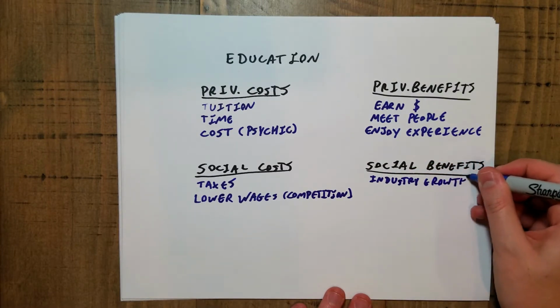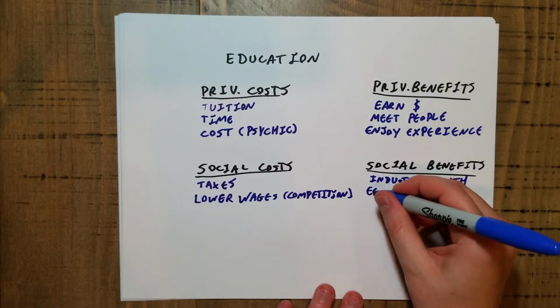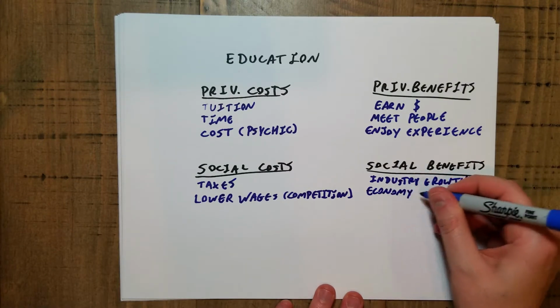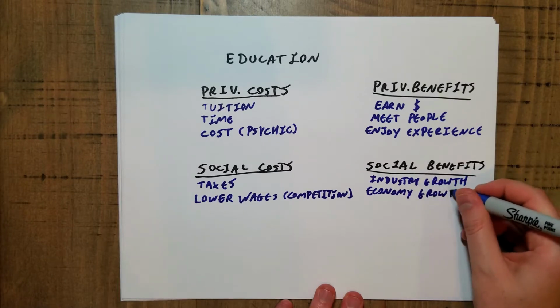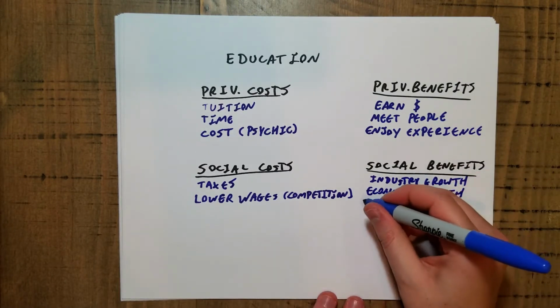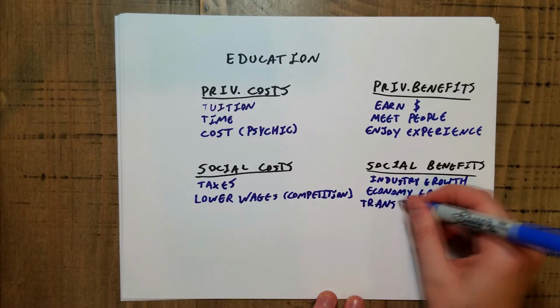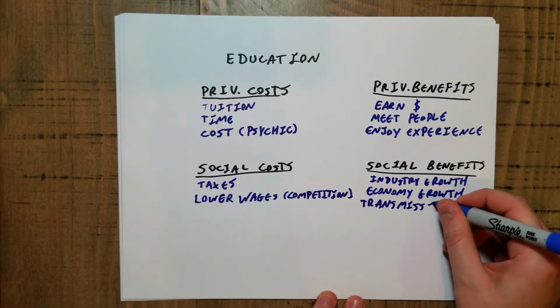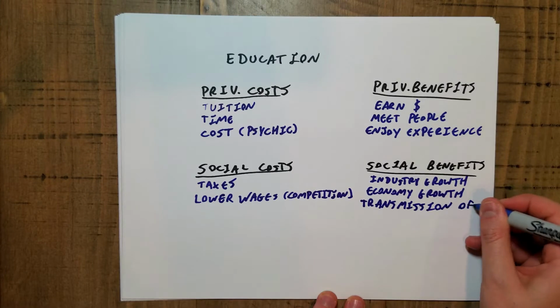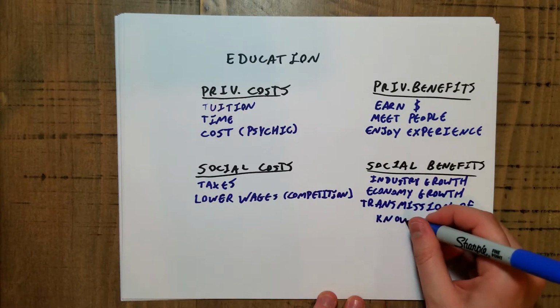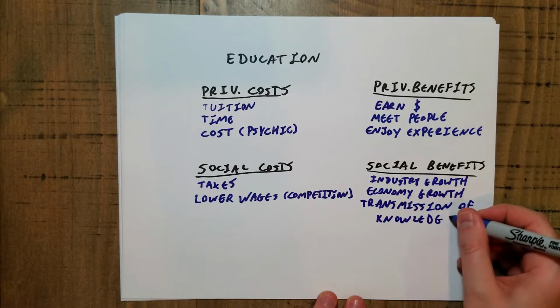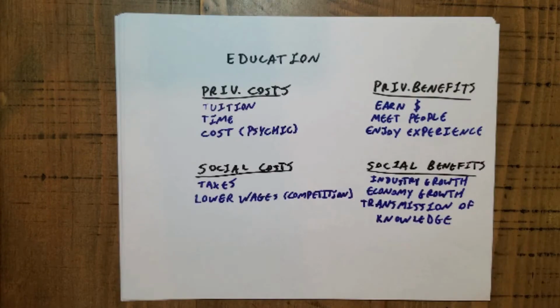How about the social benefits? Well, by going to get education, it helps certain industries develop, which helps the economy grow overall. It also provides other benefits. It can have the transmission of knowledge. If you know a bunch of stuff, you can tell other people about it. So we have social costs and we have social benefits. So there's certainly both external costs and external benefits to education.